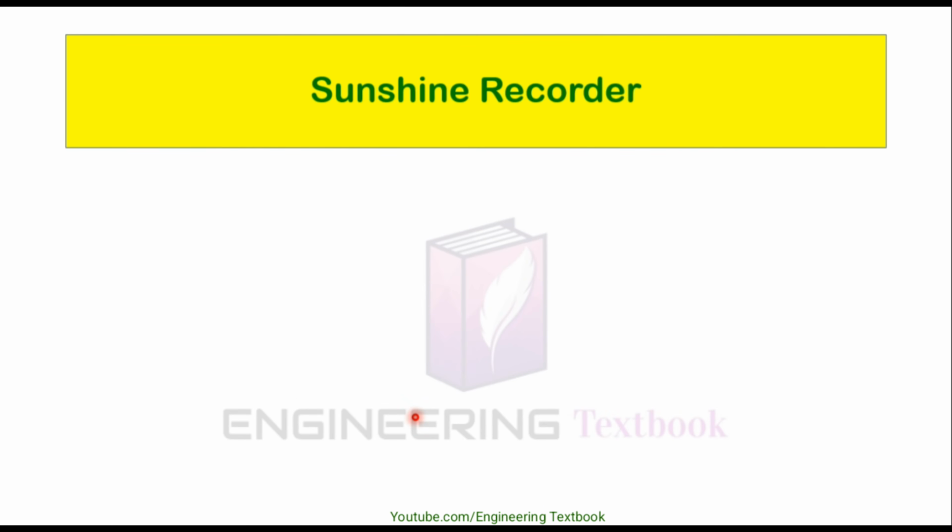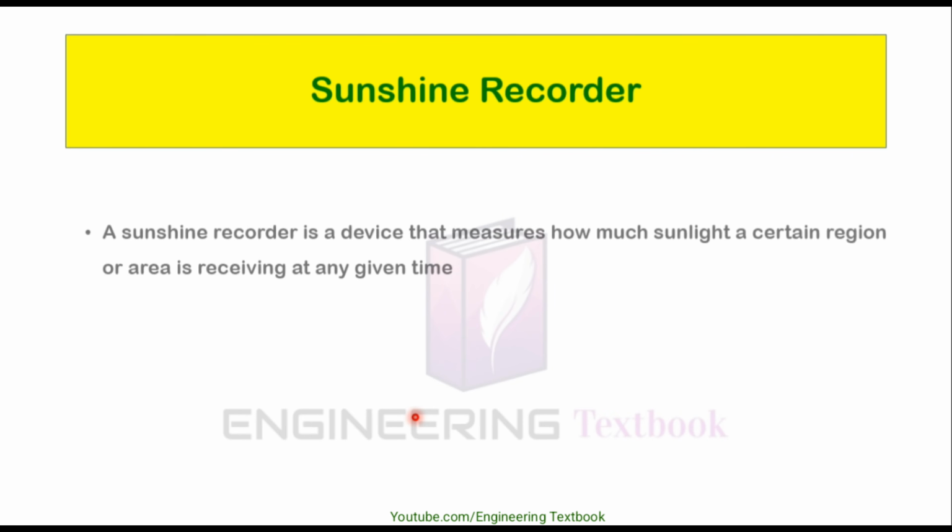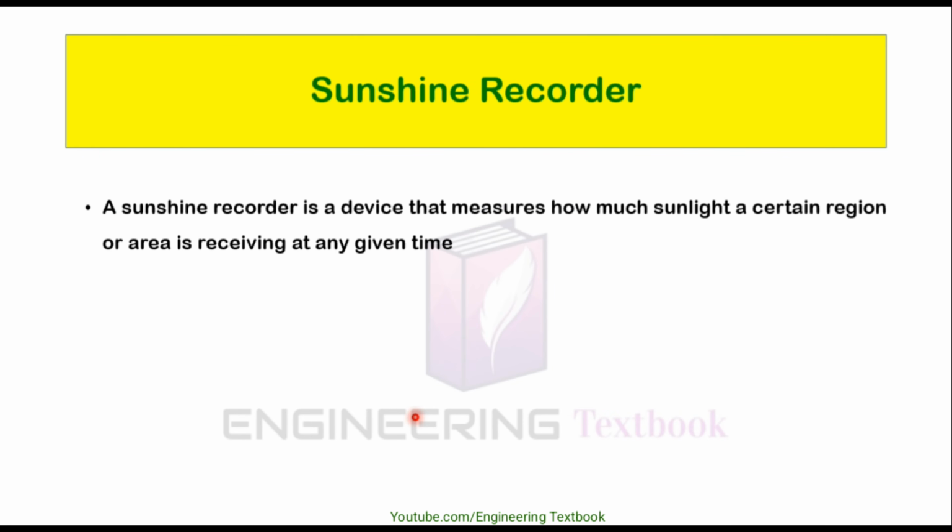The next instrument is the sunshine recorder. A sunshine recorder is a device that measures how much sunlight a certain region or area is receiving at any given time. There are a couple of different types of sunshine recorders, often with slightly different specifications. The ways in which they work can be different too, but the end result is usually about the same, that is, to get accurate and dependable solar input readings.